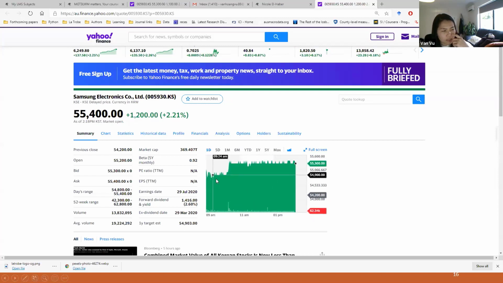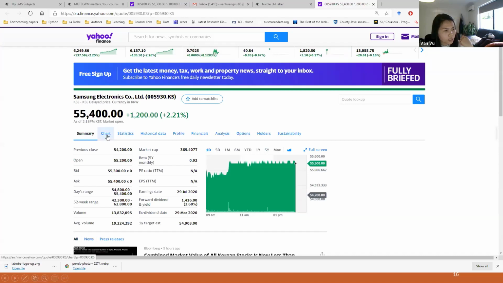So this is the daily price movement of Samsung. Here I have some summary information about the trading activity. I've got the closing price, I've got the open, I've got the bid and ask, which tells me how liquid the stock is. I also have some information to help me form some sort of assessment about where the stock price is at, right?